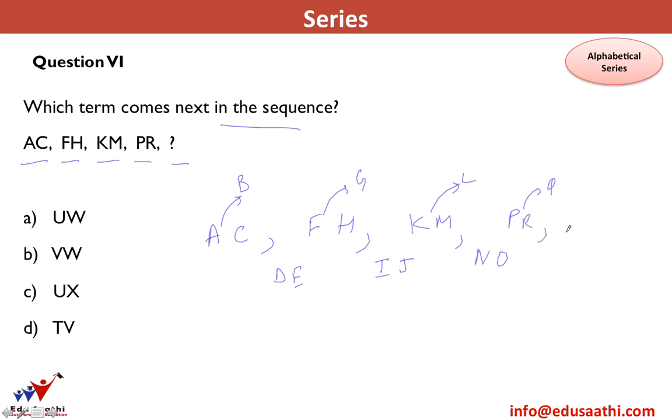So now it's pretty simple. The next one would be after R, I'll miss out S and T. So that is why I have a U. I'll miss out a V and then I'll write W. So this first option here, the A part, is the right answer.